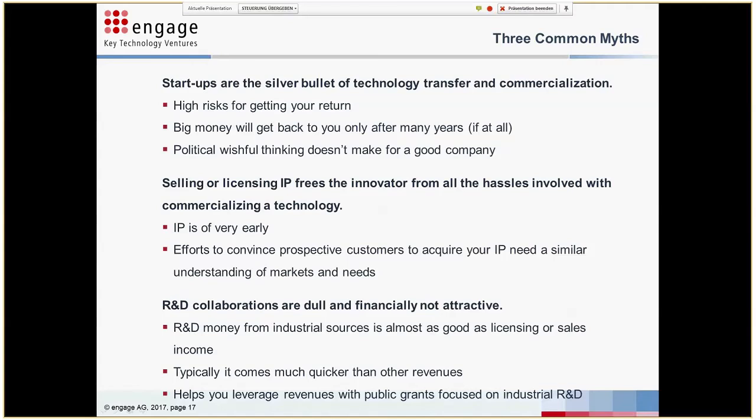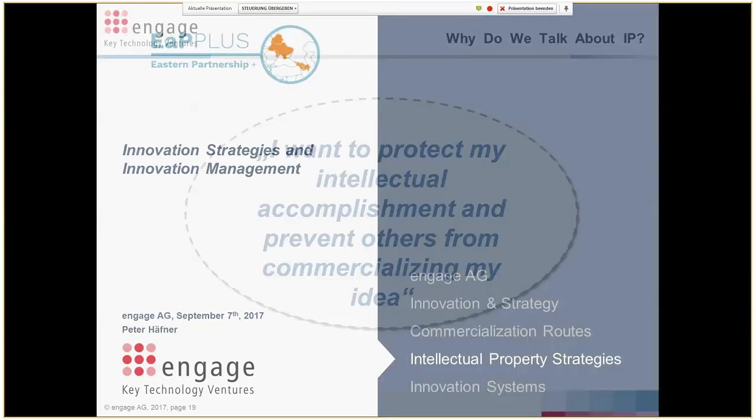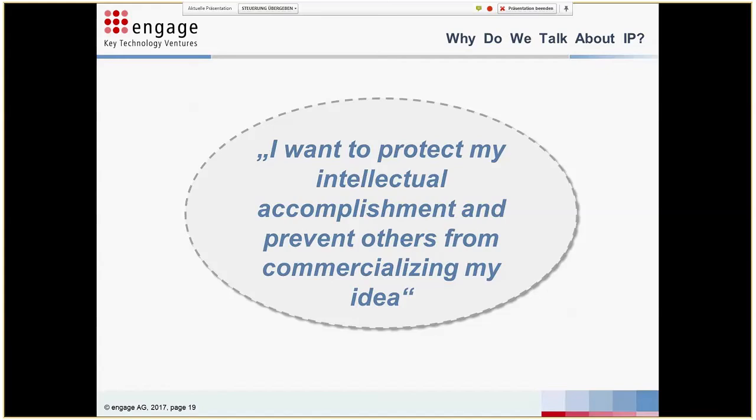Okay, I hope this gave you some overview on how to deal with the different commercialization rights. Now let's switch over to IP strategies. A very brief introduction about IP. The basic rationale when talking about IP and IP rights is I want to protect my intellectual accomplishment and prevent others from commercializing my idea without me. So this is the general idea.